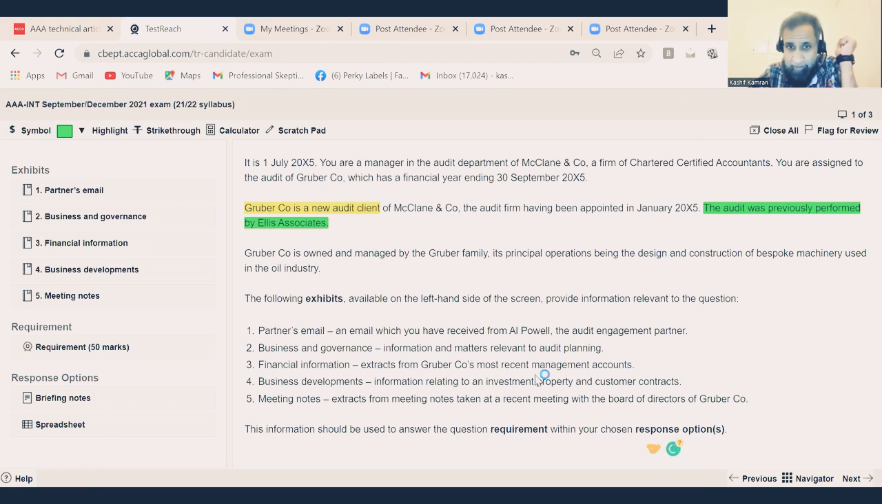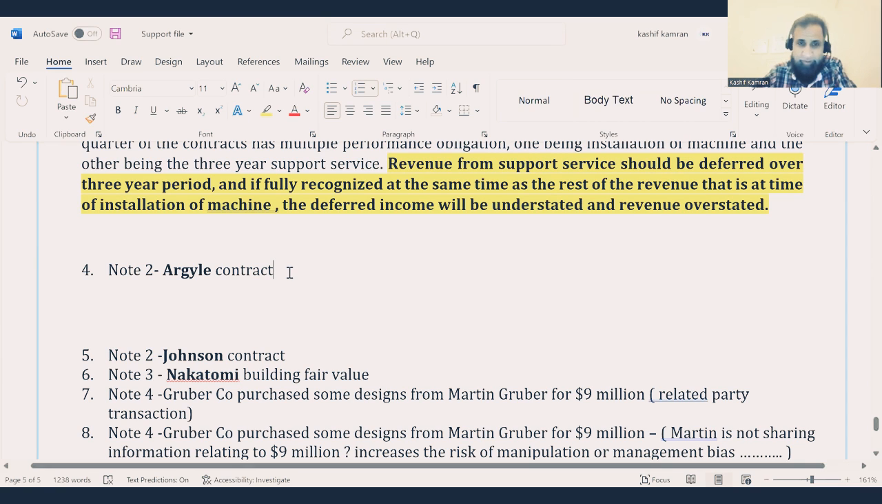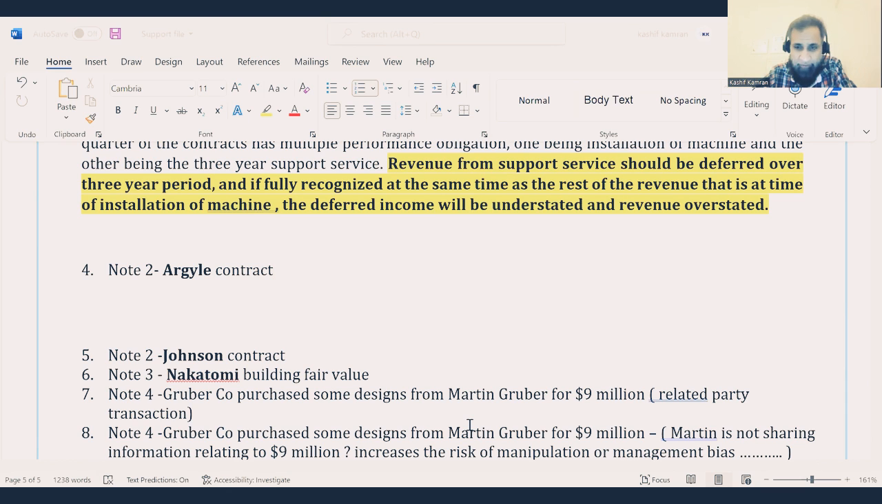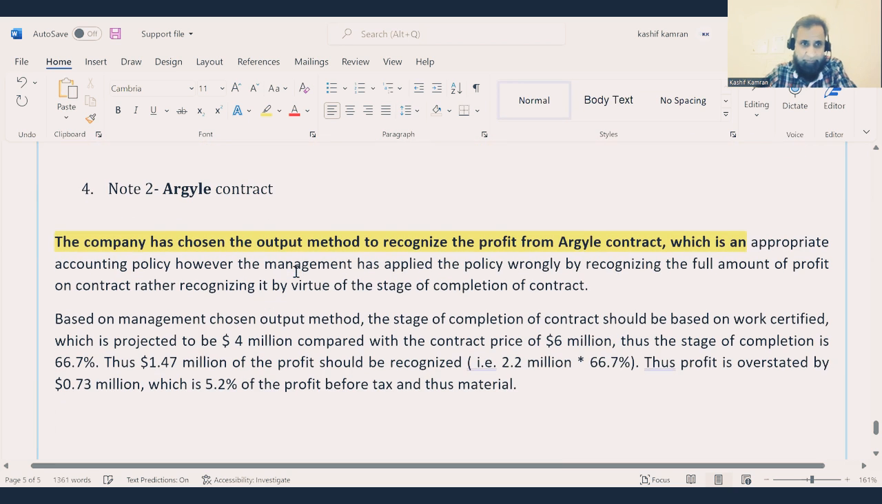So we go back to our support file and see how I wrote the answer for the Ergel contract. You will find the marking scheme going up for the Ergel contract. Can you see the Ergel contract in front of your screen? Please confirm that. The Word file. I am writing under it. And if you have any questions, I will be answering them shortly.